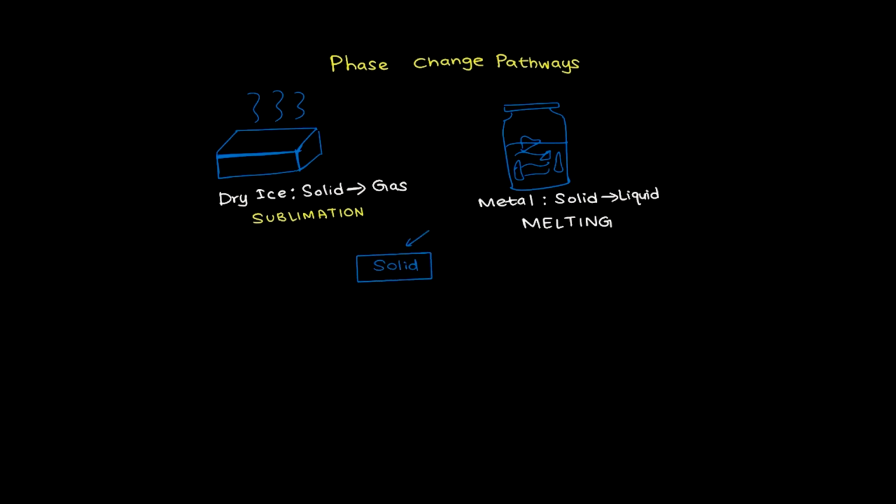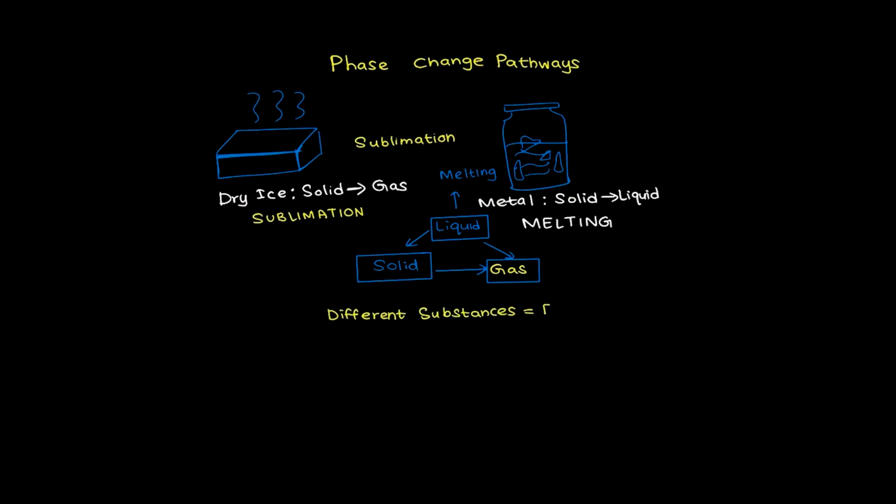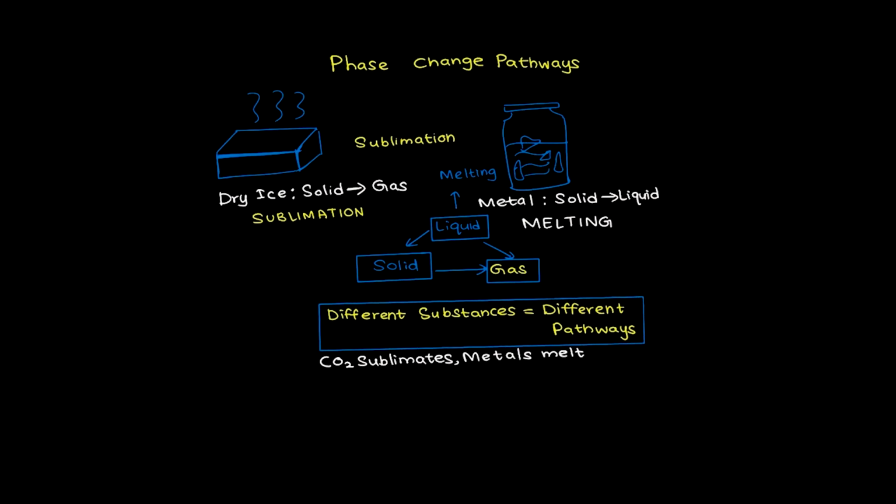Different substances behave differently during phase changes. Dry ice sublimates at room temperature because carbon dioxide's properties favour direct solid-to-gas transition under normal atmospheric pressure. Metals require extreme heat to melt and don't sublimate under normal conditions. Not all substances melt at room temperature. Most don't. Solids absolutely can become gases directly. Dry ice proves it. The key insight is that each substance has its own phase change behaviour.